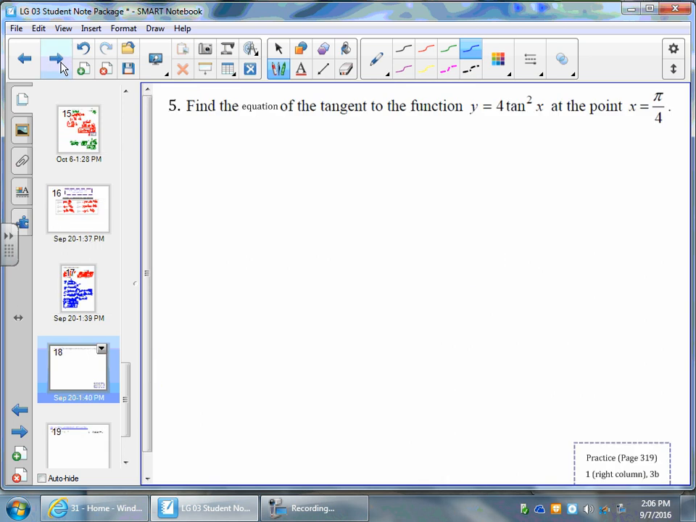All right, let's move on to number 5. Now these questions, again, you've seen them before. Find the equation of the tangent to the function y equals 4 tan squared x at that given point. So right away when it says find the equation of the tangent, you want to think y equals mx plus b. Remember, we already have an x in this case. We kind of already have a y. All we have to do is solve for it, right? And we do need to find an m and a b.